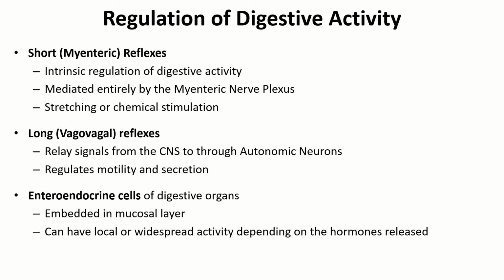And so there's 3 primary forms of regulation of all these digestive processes. The first and the second involve the nervous system. And so we see first here what are known as short or myenteric reflexes. And this is what we know of as intrinsic regulation. So this is what's happening within the organ results in a reflex that changes that organ's function.